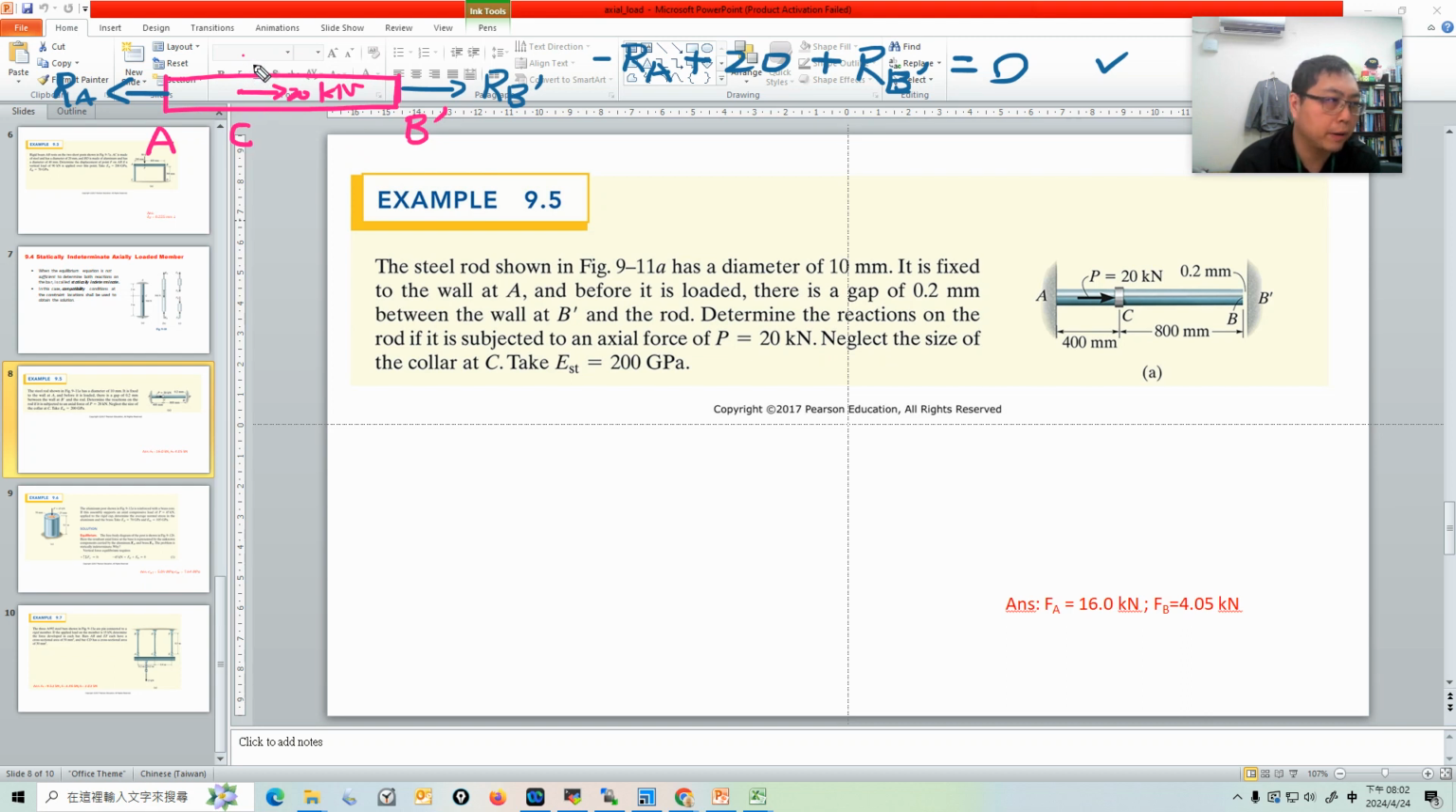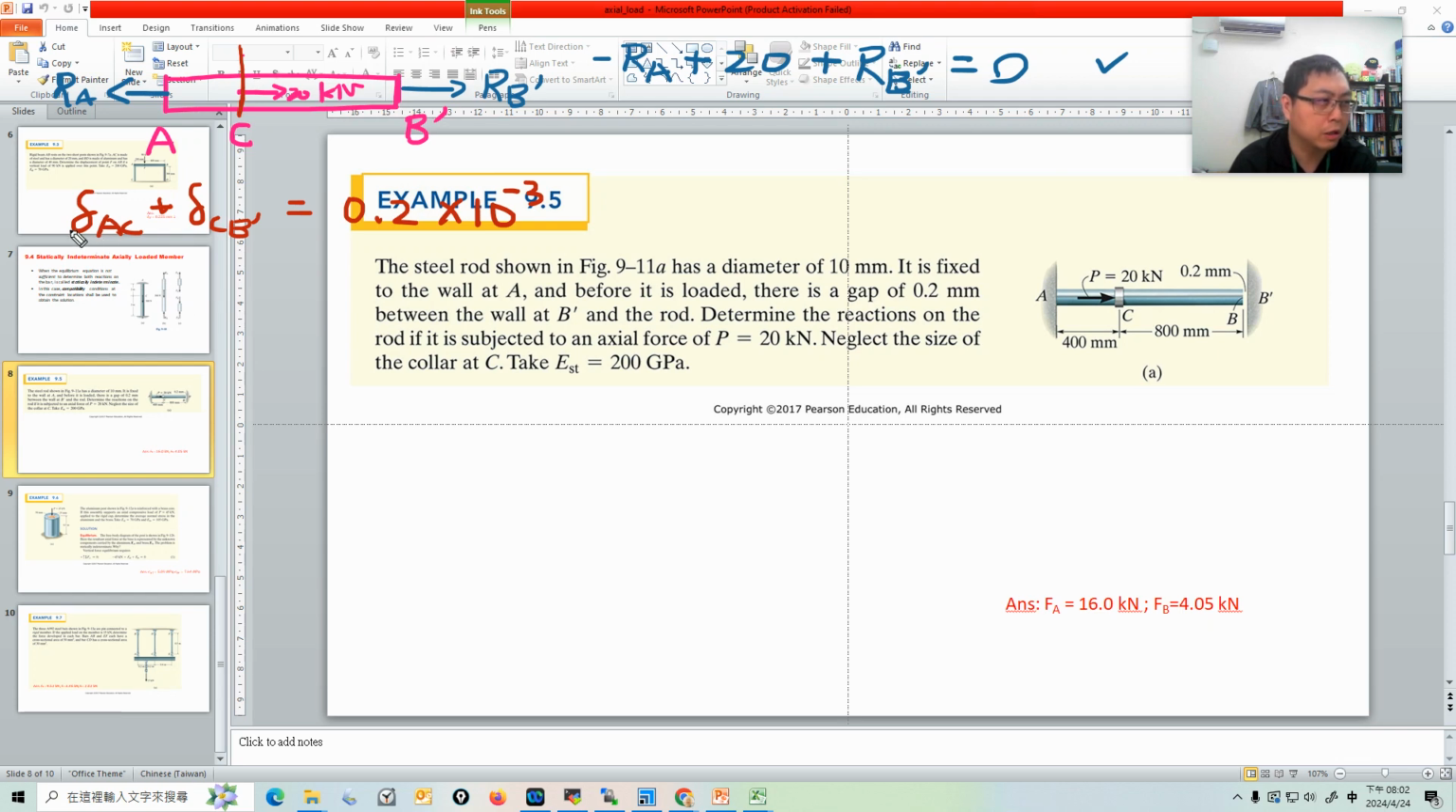Let's analyze the deformation. We also use the cut section method. Let's use this boundary here. When we apply this external loading here, there must be a deformation of AC, and also some deformation on the CB. And this deformation added together fills the gap. So that means 0.2 millimeter, which is equal to 0.2 × 10⁻³. So that's another equation, and this is called the compatibility equation.